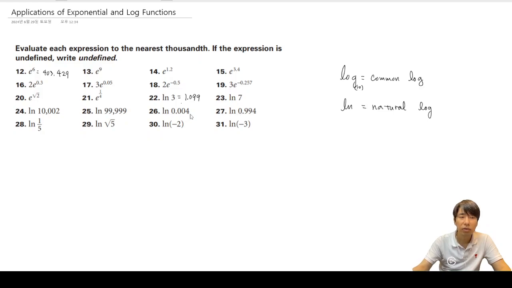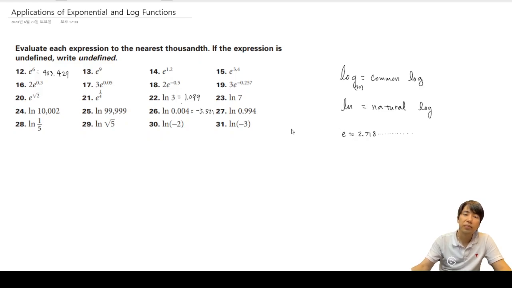Okay, number 26, ln 0.004 is equal to negative 5.521. As you can see, the base of natural log is e. e is approximately equal to 2.718, with a bunch of digits after that. So this is an irrational number.